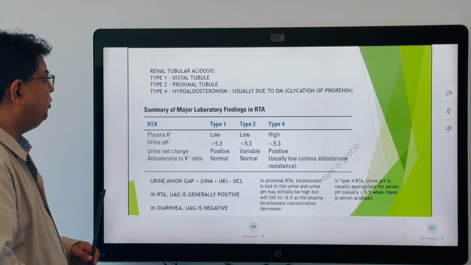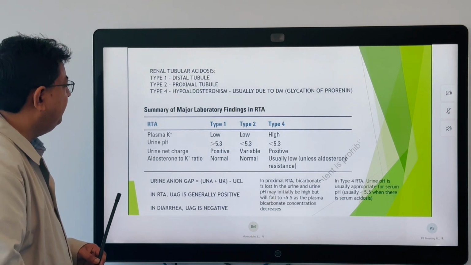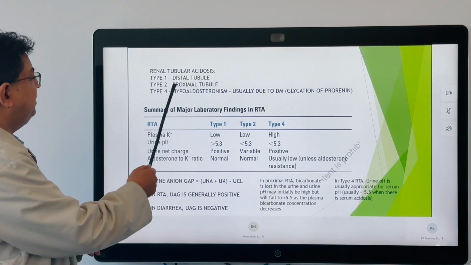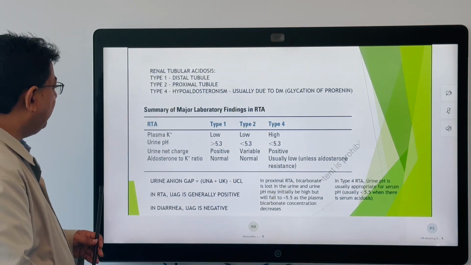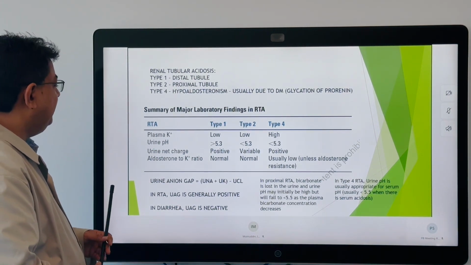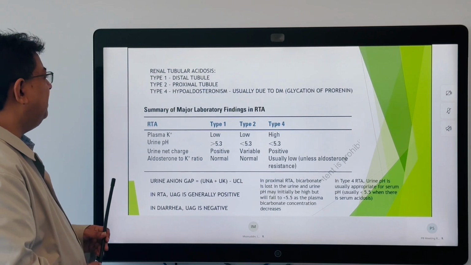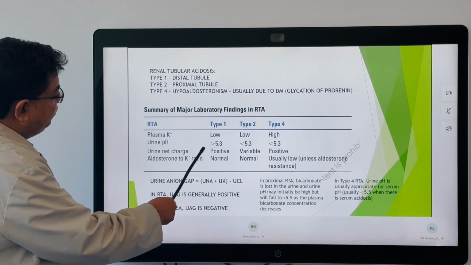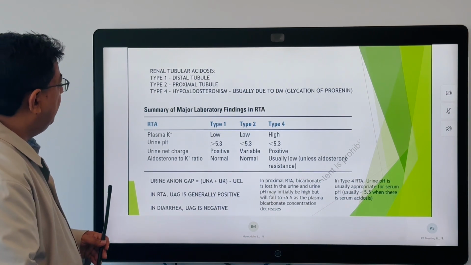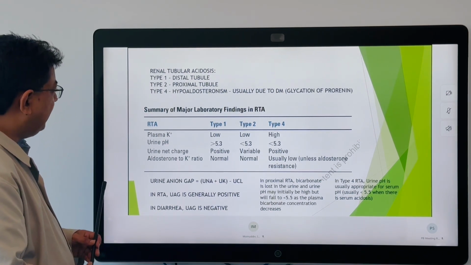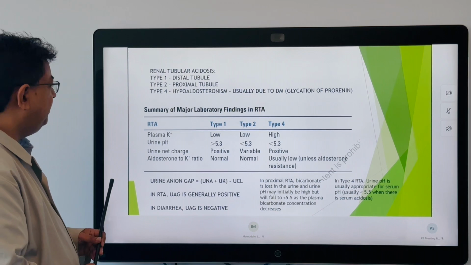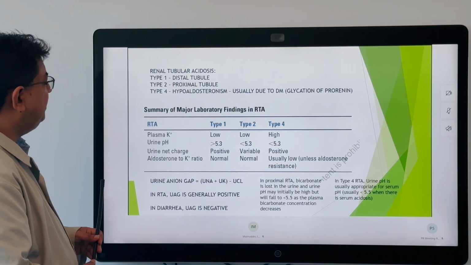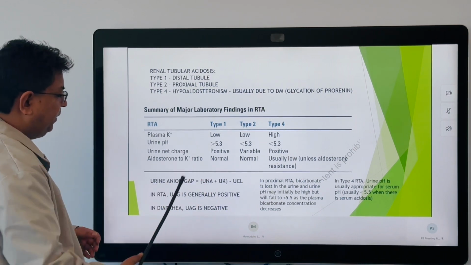Let's talk about renal tubular acidosis. There are two types of renal tubular acidosis. If it occurs in the distal tubule, it's called type 1 renal tubular acidosis, and this is characterized by inability to excrete protons, so the urine pH will be high. In type 2 and type 4 renal tubular acidosis, the pH is generally less than 5.3.